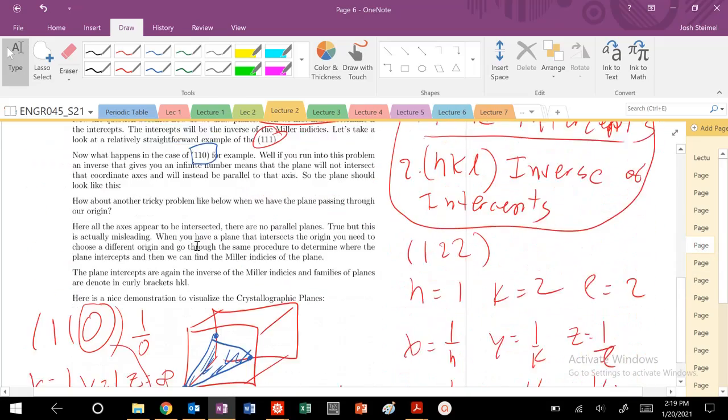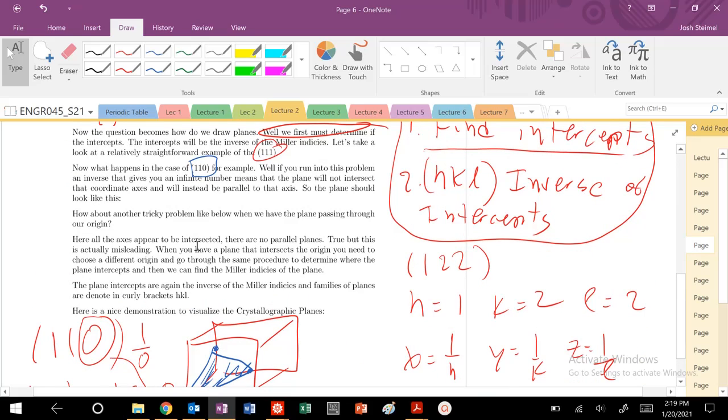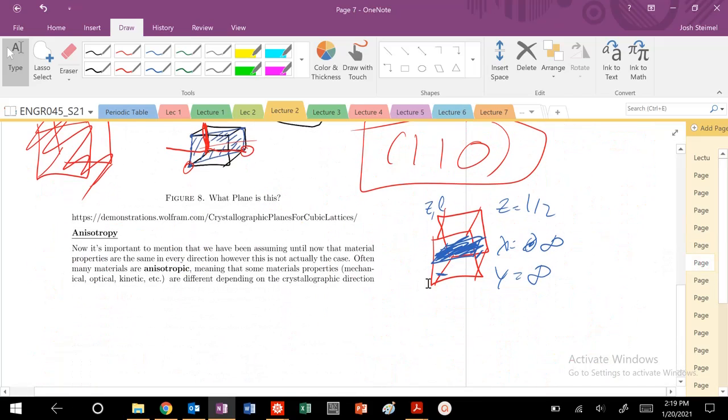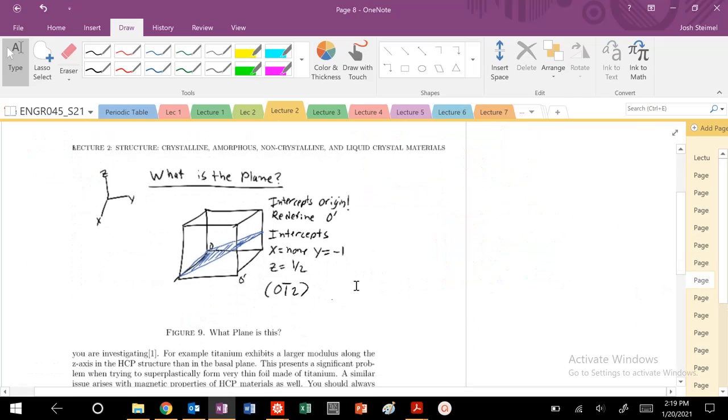Now, let's look at another tricky and tough problem. Let's go ahead and go into here. We'll get back to anisotropy, don't worry about it. Ignore this part here. What about this plane? What's kind of unique about this problem? Well, we're intersecting each axis, x, y, z, at the origin. So I have an intercept at x equals 0 and y equals 0 and z equals 0. So again, my HKL indices are going to be infinite, infinite, infinite. That's going to be an issue.